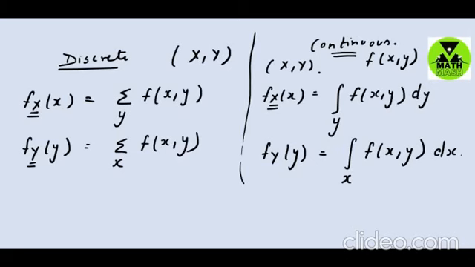For the case of continuous, we use integration. For the case of discrete, we use summation. If we are finding the marginal density of x, then take the summation over y values in the case of discrete, and take the integration over y values in the case of continuous. Now, let us look at the concept of these marginal densities with the help of an example.